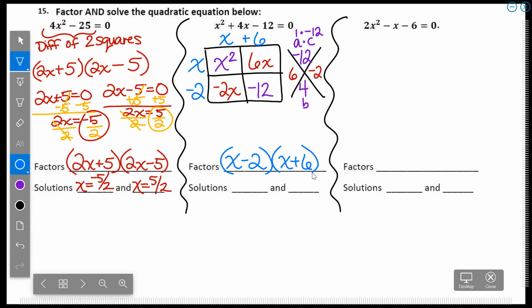Why is it +6? Who can explain? It's next to a box that's a positive. It's touching this box right below it. And that 6x is a positive. Over here, I had a -2x that it was touching. And so that's why my negative sign comes out there. So those are my factors. How do I find my solutions? Set them equal to 0.